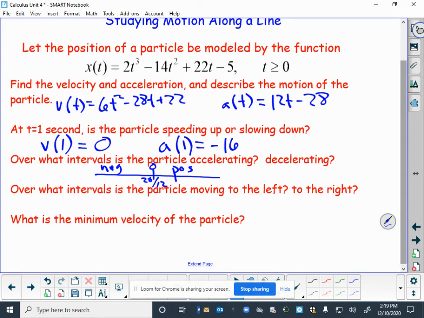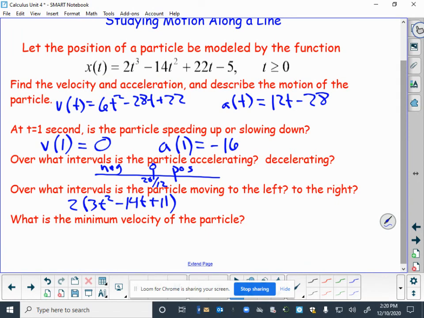Okay? Over what intervals is the particle moving left and right? Well, moving left and right, that's a question of where is its position relative to 0 increasing and where is its position relative to 0 decreasing. And so that's going to be a question for the velocity. Okay? And so we would want to factor probably that velocity equation. We can pull a 2 out of there, make that a 3t squared minus 14t plus 11.